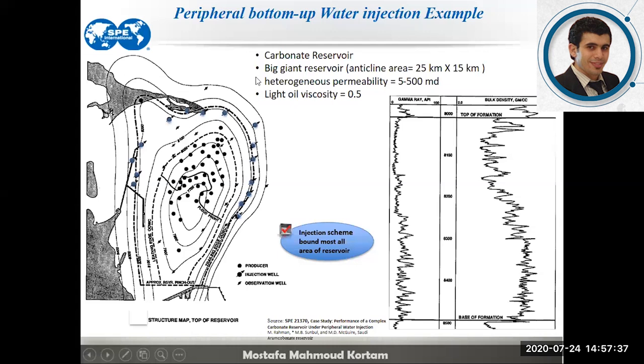That is the case of the external, but in the peripheral water injection, which can be a tool and method of water flooding, you have to precisely and adequately orient the injector wells in order to support the displacement of the oil. So the injection scheme bounds most of the area of the reservoir.